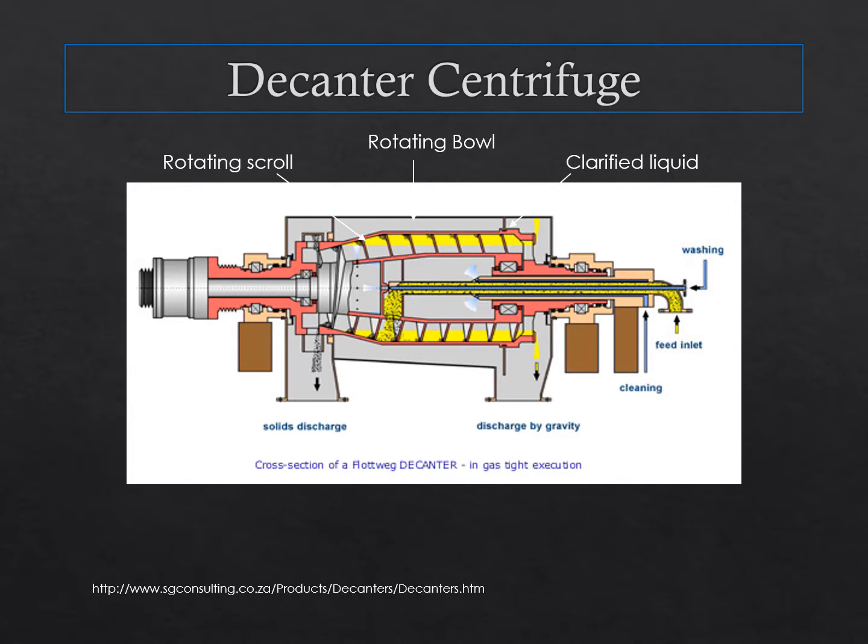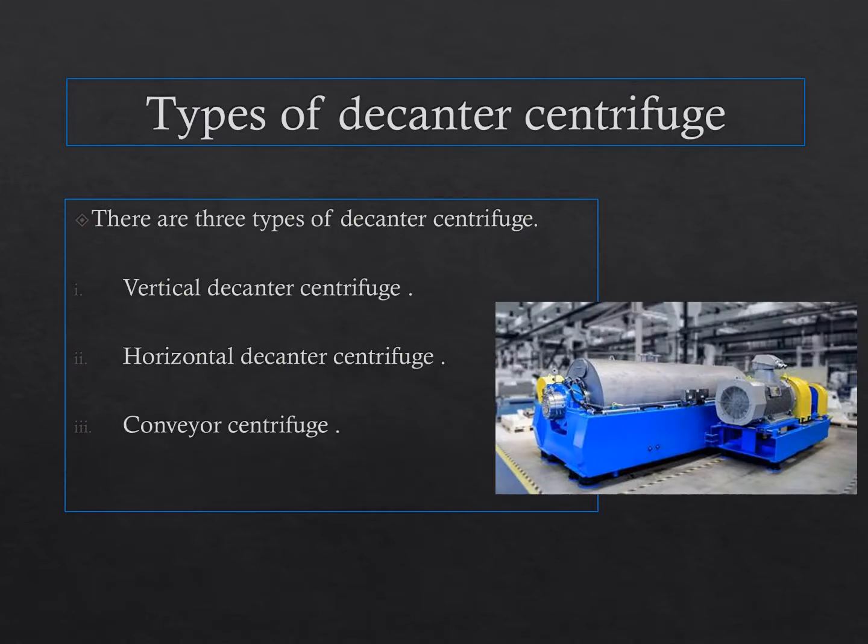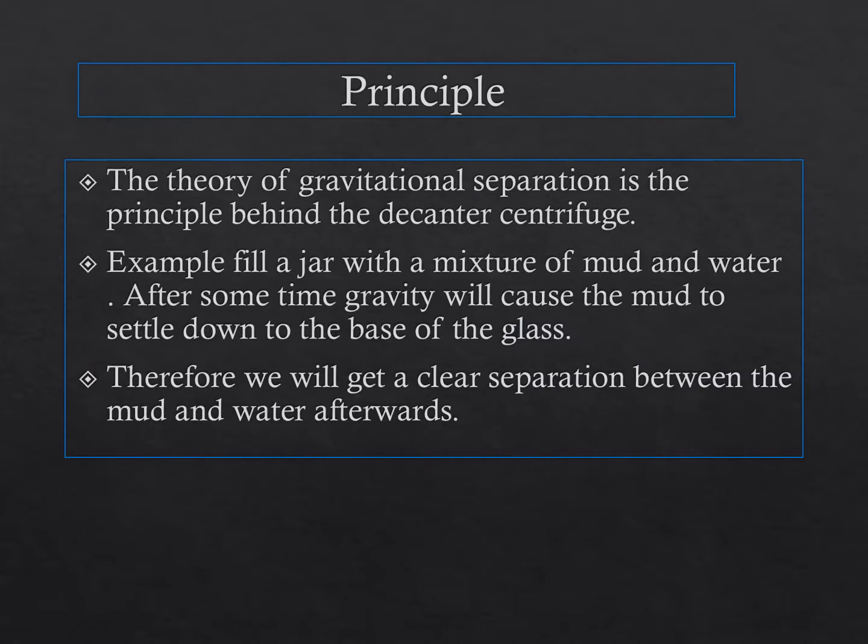Decanter centrifuge. This is the pictorial representation of a decanter. Types of decanter centrifuge: there are three types: vertical decanter centrifuge, horizontal decanter centrifuge, and conveyor centrifuge. Principle: the theory of gravitational separation is the principle behind the decanter centrifuge. Example: fill a jar with a mixture of mud and water. After some time, gravity will cause the mud to settle down to the base of the glass. Therefore, we will get a clear separation between the mud and water afterwards.